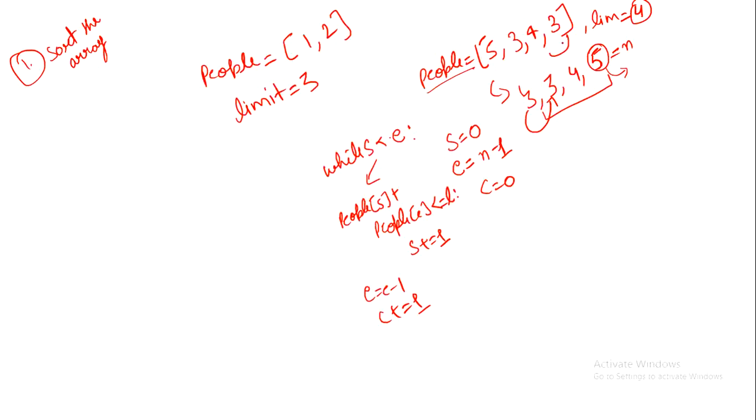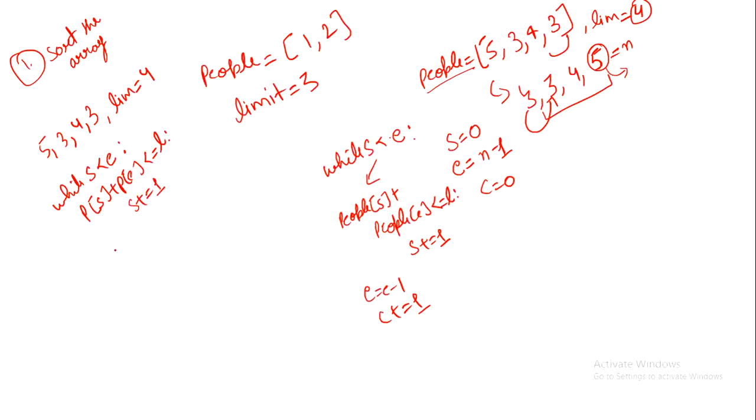So for example, let us take the case of this one: 5 3 4 3 and limit equal to 4, that is given. So here we will do: while s is less than e, if people of s plus people of e is less than or equal to limit, in that case we have to increment the value of s by 1. And we just increment the value of count by 1. Count is initialized to 0. Okay, so let us see.